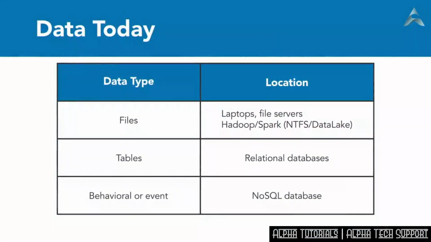So if we think of what data are today, we think of files, and so we think of laptops, file servers, the Hadoop Spark ecosystem for massive amounts of pure file-based data, which had been NTFS but are now moving towards cloud-based data lakes, object stores such as S3. We have tables and relational databases. We also have our data in data warehouses. We see that still, the OLAP star schemas. And of course, the area we're focusing on here is behavioral or event data, which is the NoSQL database world.